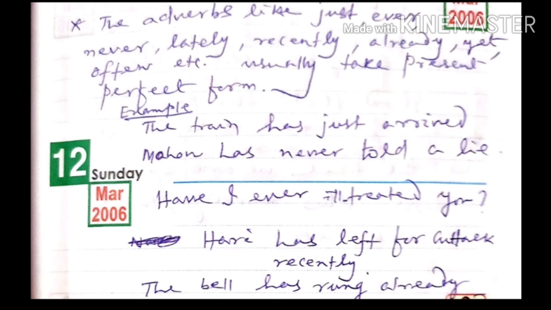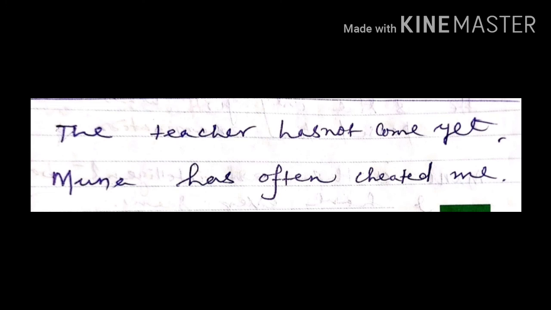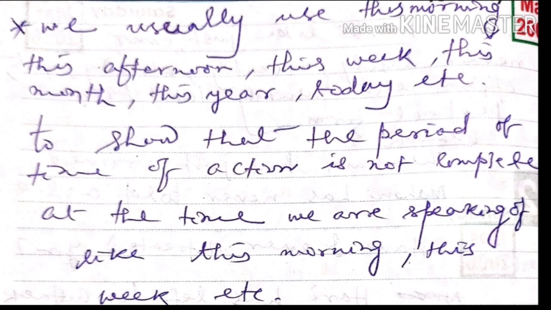Adverbs like just, ever, never, lately, recently, already, yet, often, etc. usually take the present perfect form. For example, the train has just arrived. Mohan has never told a lie. Have I ever irritated you? Hari has left for Cuttack recently. The bell has already rung. The teacher has not come yet. Muna has often cheated me, etc.